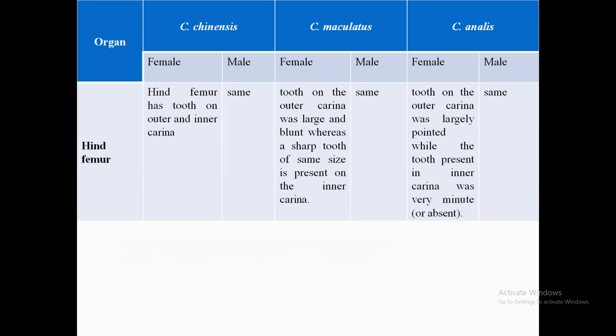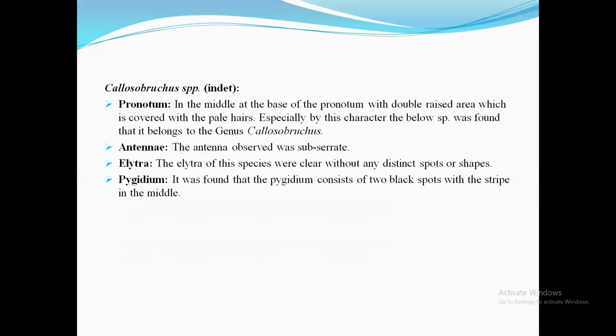Then hind femur. Coming to hind femur, Callosobruchus chinensis female has a tooth on outer and inner carina, while in Callosobruchus maculatus, the female has the tooth on outer carina larger and blunt, whereas a sharp tooth of same size is present on the inner carina. While in the case of analis, the tooth on outer carina is largely pointed, while the tooth present on inner carina is very minute. Then Callosobruchus species indet.